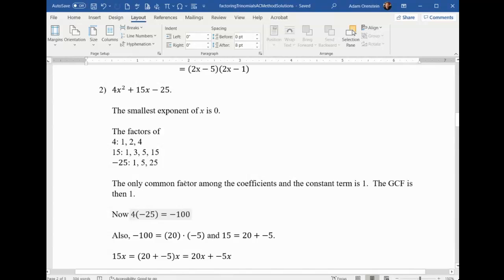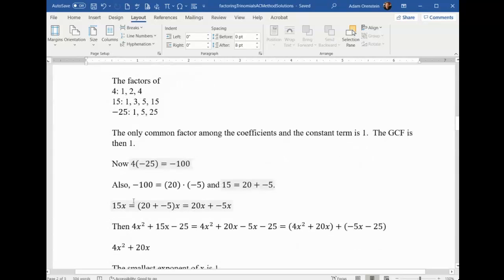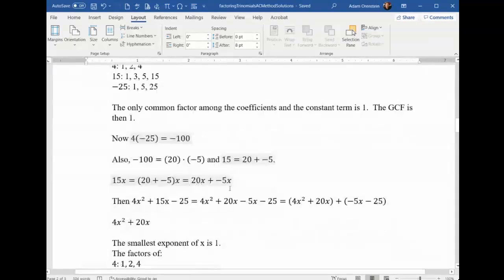I have it written down there. It might take a few tries sometimes to get the right numbers, but it turns out 20 and minus 5 are the numbers, because their product is negative 100 and their sum is 15. So we want to replace 15 with 20 plus negative 5. Now let's see what 15x is. We have 15x is 20 plus negative 5, whole thing times x, which when you distribute is 20x plus negative 5x.